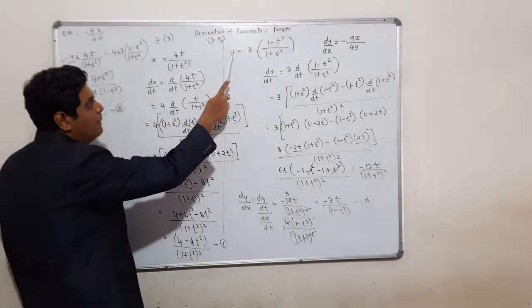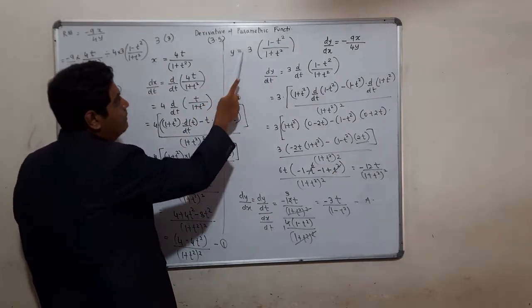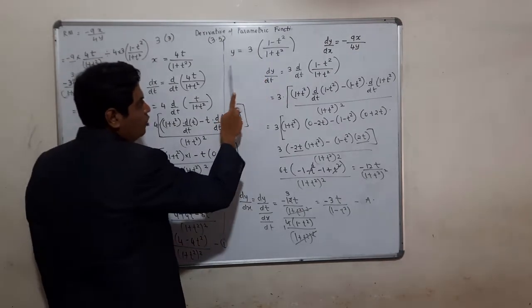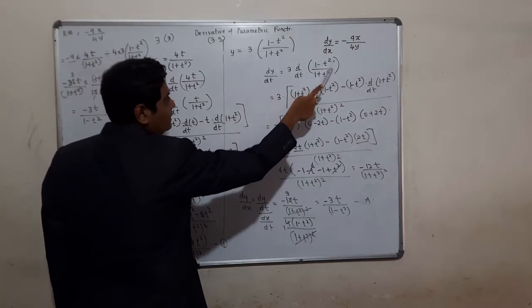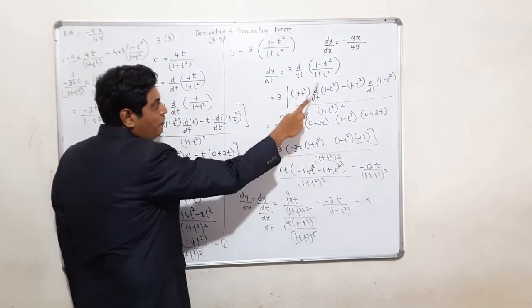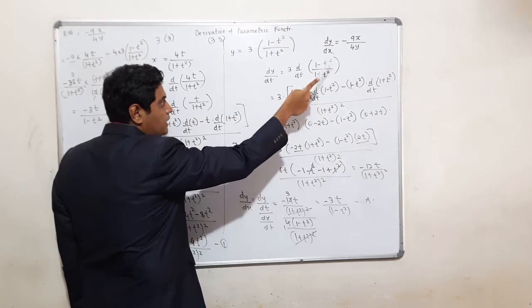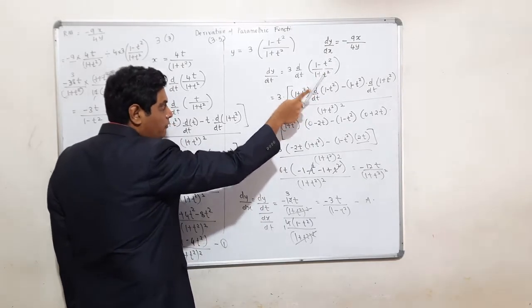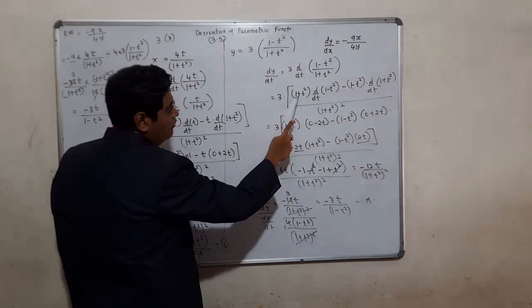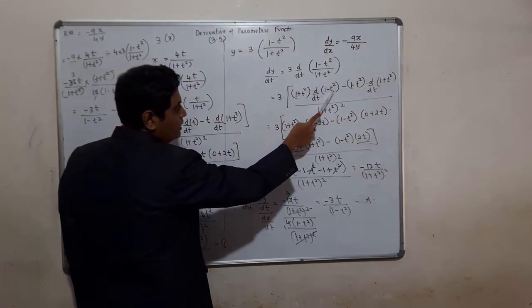Now we will look at dy by dt. dy by dt will be d by dt of 3 into 1 minus t square upon 1 plus t square. 3 is constant, d by dt of 1 minus t square upon 1 plus t square. It is again of the form u upon v. V derivative of u minus u derivative of v upon v square. This is how it is. When you simplify it, what is derivative of 1 plus t square? Derivative of 1 minus t square.